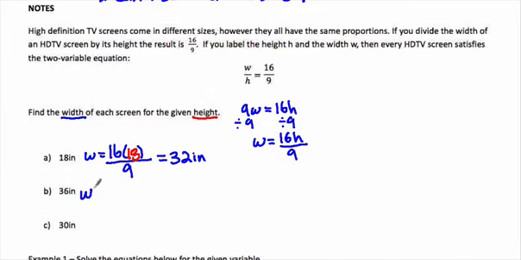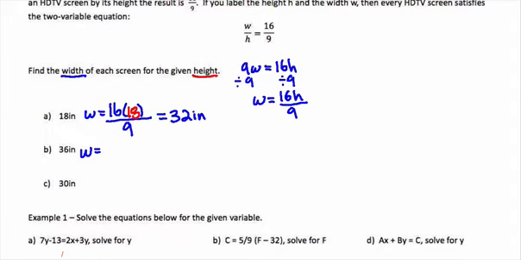All right, let's try it again for this one. Okay, so same equation. I'm going to plug in 36. And 36 divided by 9 is 4. So now I have 16 times 4. And if 16 times 2 was 32, well then times 2 again would be 64. 64 inches.